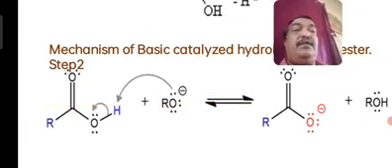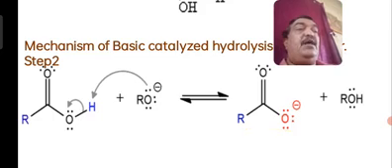In the second step what happened, the alkoxide will take a proton, the alkoxide anion takes a proton from carboxylic acid to form carboxylate and ROH.